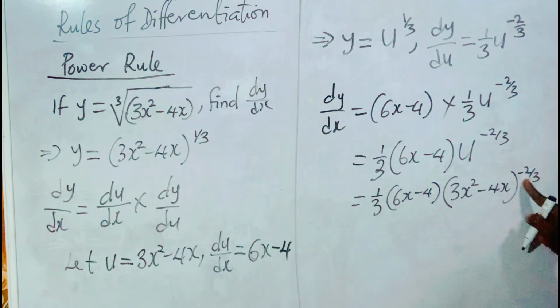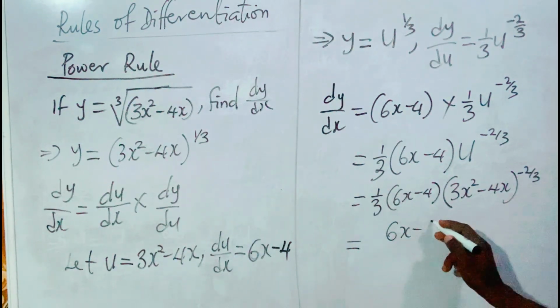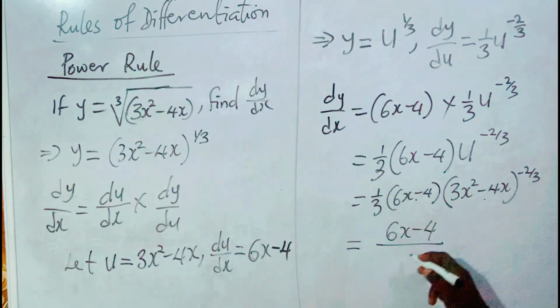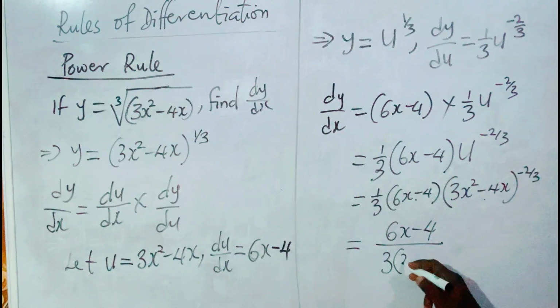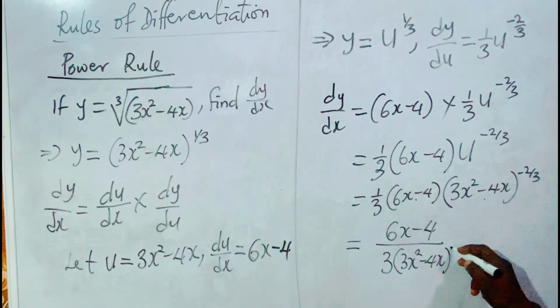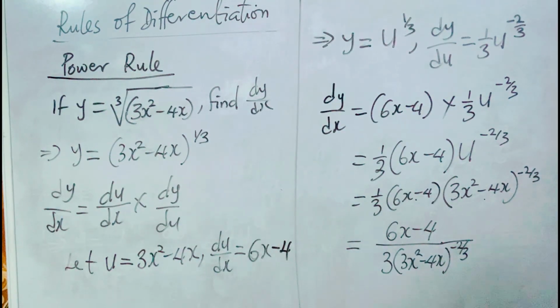To remove the negative sign of the power, we bring it to the denominator, leaving us with 6x minus 4 in the numerator. 1 times this will give us this. This is coming to the denominator: 3 into 3x squared minus 4x raised to 2 over 3. Okay? Sorry, there's no longer a minus sign. That's the essence of bringing it down, the law of indices. Okay? So if we want to go further, I can bring back the cube root.